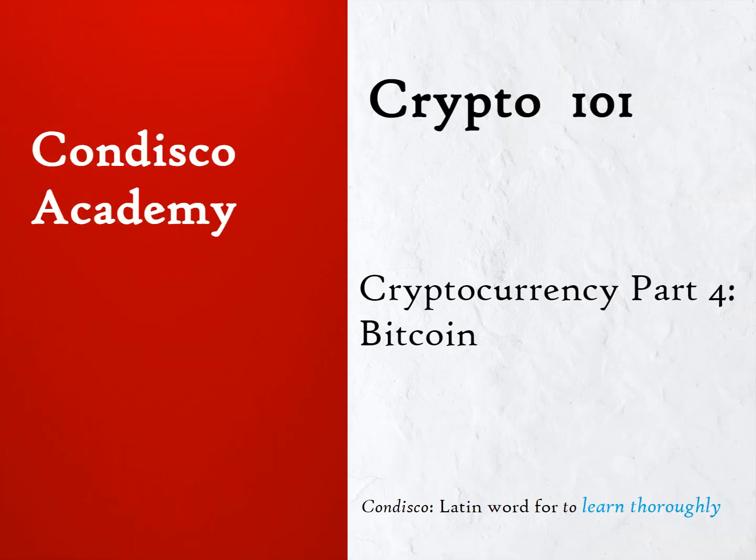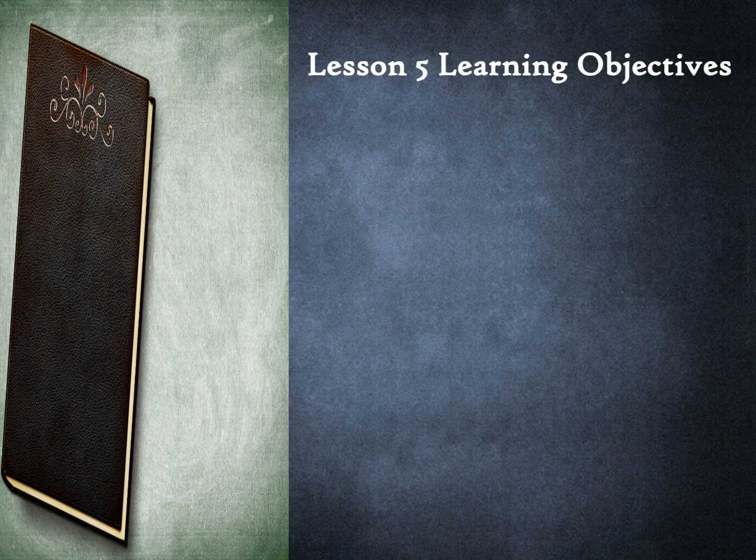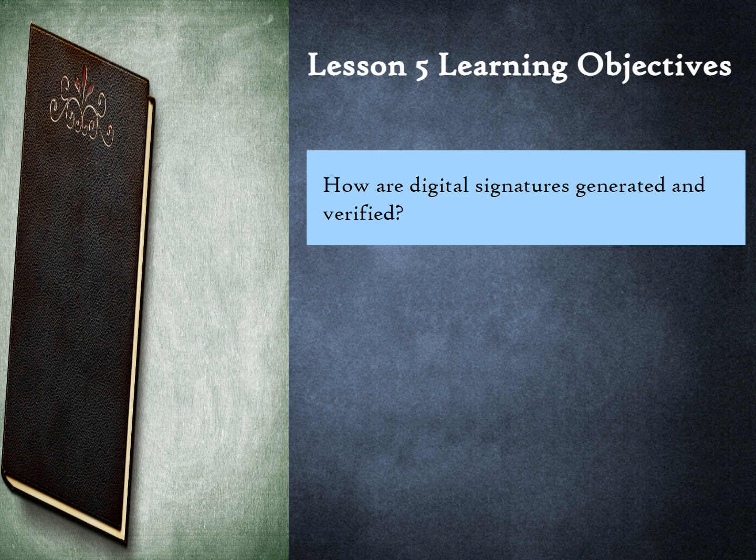Welcome to Crypto 101, a first principles jargon-free course on blockchain and its impact on financial services. We are in the process of learning how cryptocurrencies mimic the properties of fiat money. In this lesson, we will conclude our discussion on the property of account security. Specifically, we will learn how digital signatures are generated and verified.